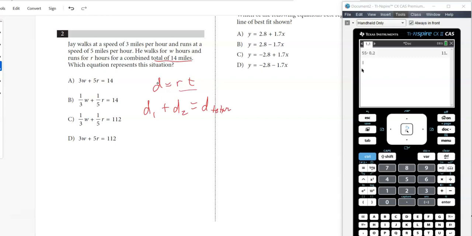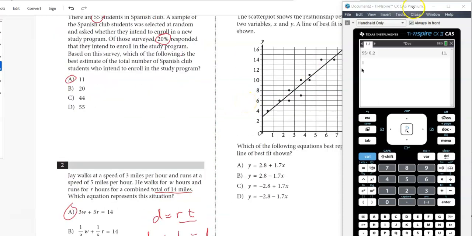And so again, distance is rate times time. So the first one would be 3 times, I guess that's walking, right? So 3W plus the second distance is 5 times running, or 5R, equals a total of 14. So something like that, and that's the way they set it up. You could have used X and Y, but I saw they used W and R there.